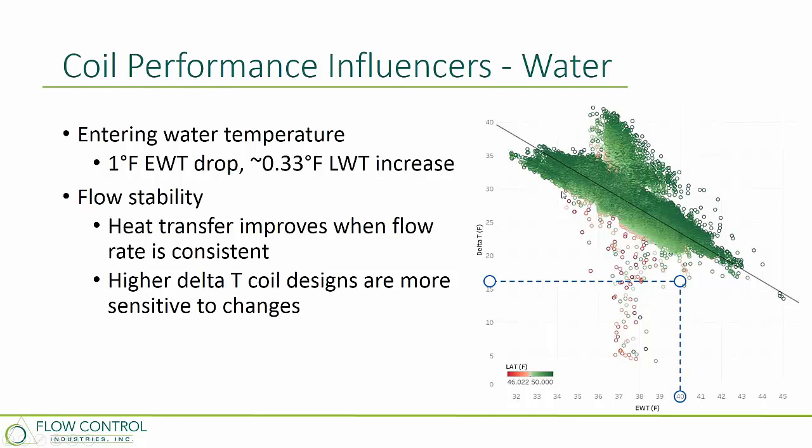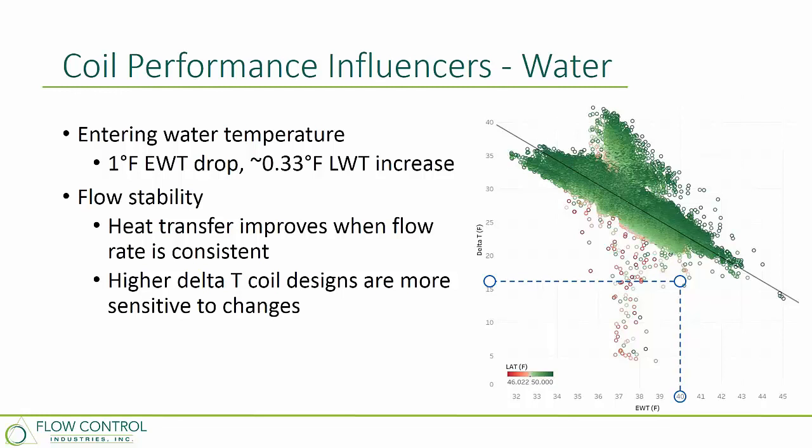We follow a pretty linear trend on that case. Another thing that really impacts performance is the flow stability. So we know that as flow rates are more stable, more constant, or consistent, heat transfer improves in the coil. The other thing that impacts that is the design delta T of that coil. So a coil with a higher delta T design, say a 16 degree or an 18 degree design over a 10 or a 12, becomes more sensitive to stability, to flow changes.